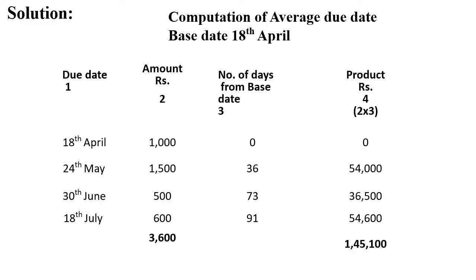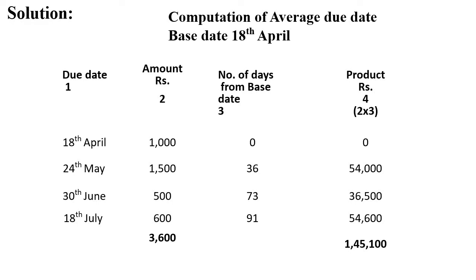These due dates are already available in the problem, so we have written them in the first column. From this we have found out the base date, which is 18th April. The second column deals with amount. These amounts are already available in the sum. For 18th April, Raman has paid 1,000. For 24th May, the amount due is 1,500. For 30th June, it is 500. For 18th July, it is rupees 600. The total due amount is 3,600. It has been carried out here.